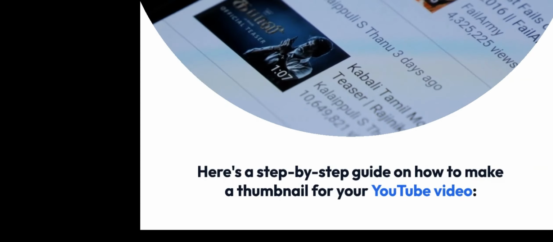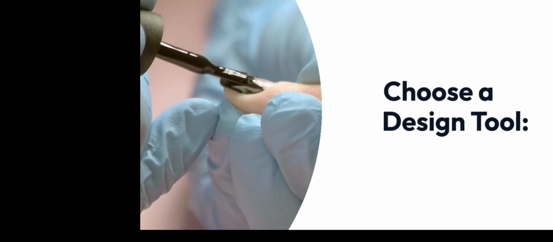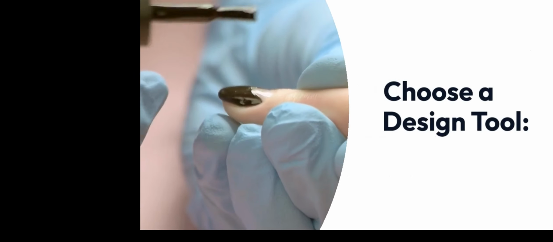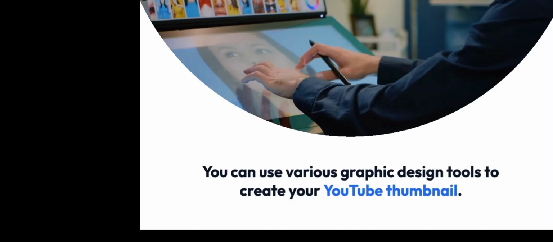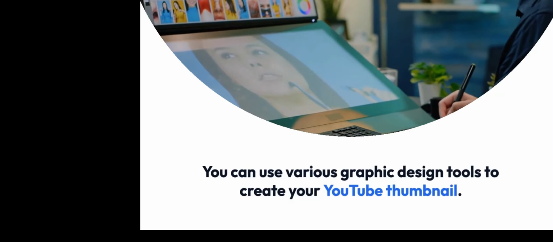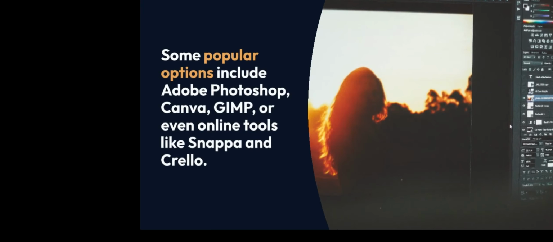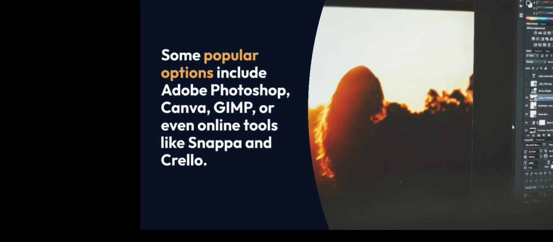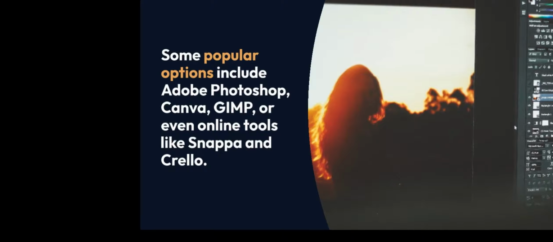Choose a design tool. You can use various graphic design tools to create your YouTube thumbnail. Some popular options include Adobe Photoshop, Canva, GIMP, or even online tools like Snappa and Trello. Choose a tool that suits your skills and requirements.